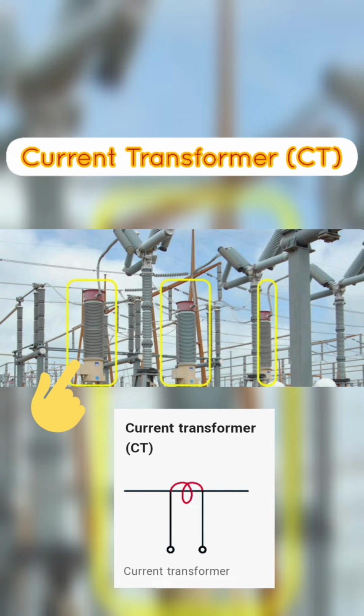The current transformer operates on the principle of electromagnetic induction, where a conductor carrying an alternating current, AC, generates a magnetic field around it.